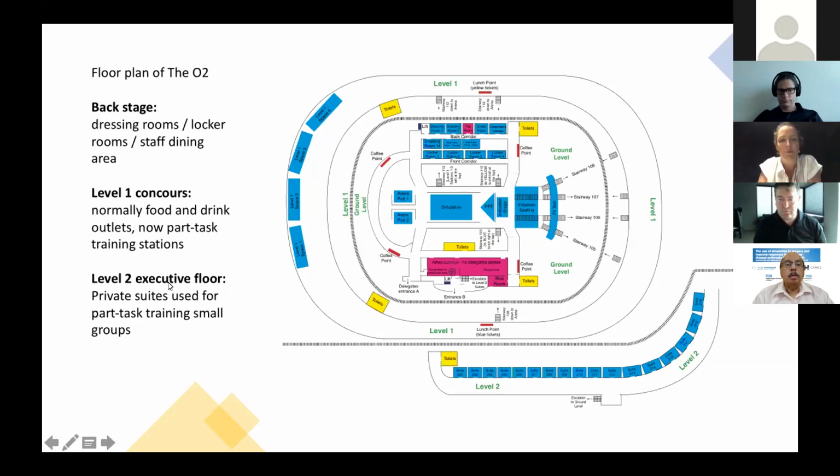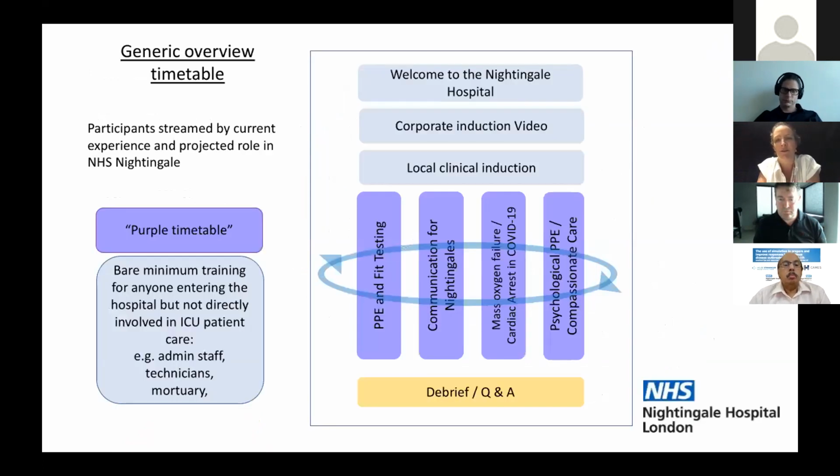So what were we trying to deliver overall, and what did this look like? We can see on the next slide a generic overview timetable, and this is part of our purple stream, which was for the people who didn't need any specific clinical skills. They were going to be administrators, working as technicians in their normal role, or working in the mortuary. But even anybody going to work in hospital had to have the basic induction, and we felt they needed some opportunities to have certain discussions that were important going forwards.